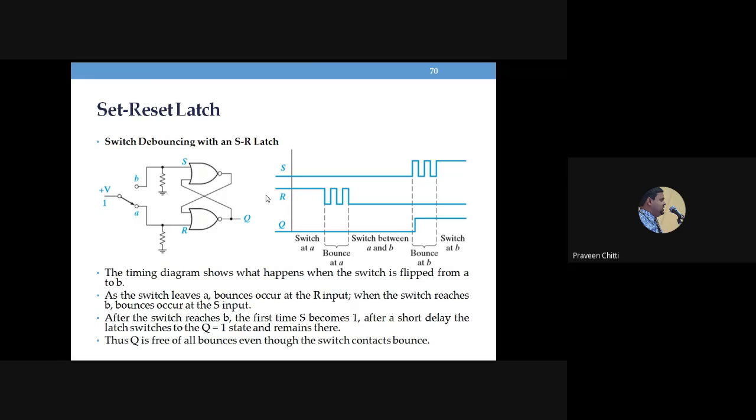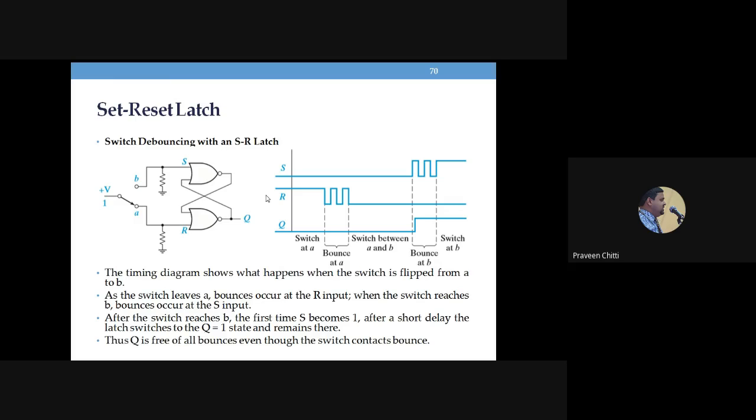You have to remember in SR latch, when S is 0 and R is 0, the latch will remain in the previous state. Previously, if 0, the output remains 0. Previously, if it is 1, the output remains 1. When S is 0 and R equal to 1, it resets the latch and the Q output will be 0. Similarly, when S is 1 and R is 0, it sets the latch so that Q output will be 1. And when both are 1, 1, it is forbidden or invalid.